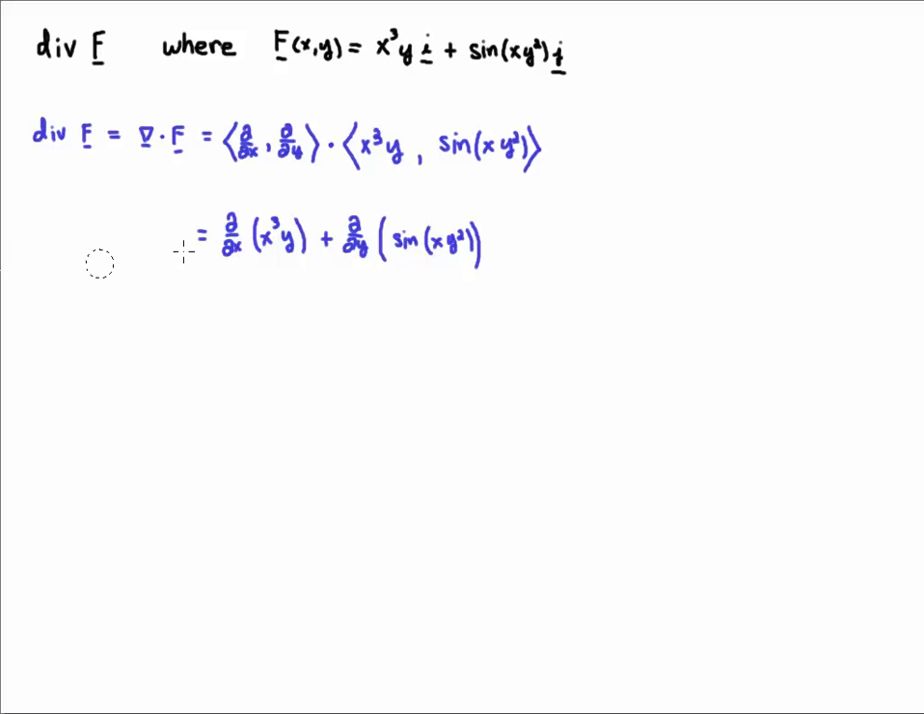And notice now that we have no vector anymore. This is now a scalar. The dot product gives us a scalar. Sometimes it's called the scalar product.